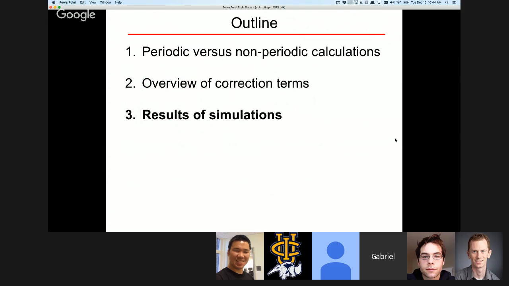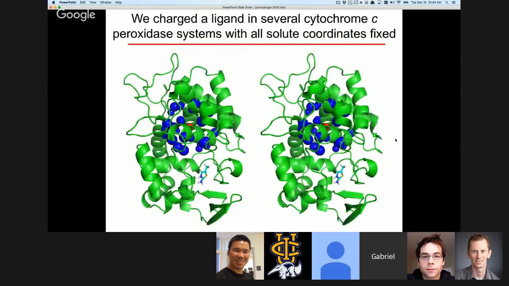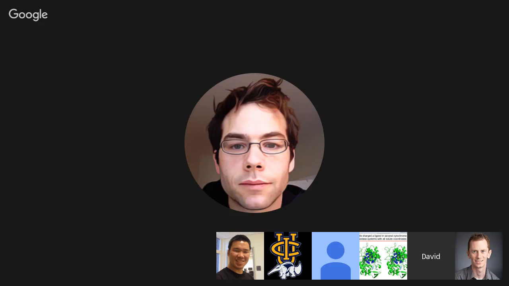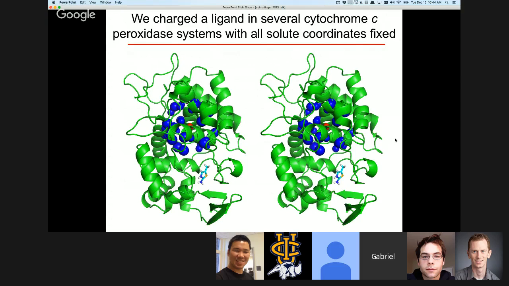Okay, so what did we actually simulate, and why do we actually think that our results are valid? The model system that we used to study this problem is this protein, which happens to be cytochrome C peroxidase. It's a cavity mutant. A tryptophan, which becomes positively charged as a radical, is mutated out of the protein and replaced with a glycine, which opens a cavity pocket where positively charged ligands will bind.